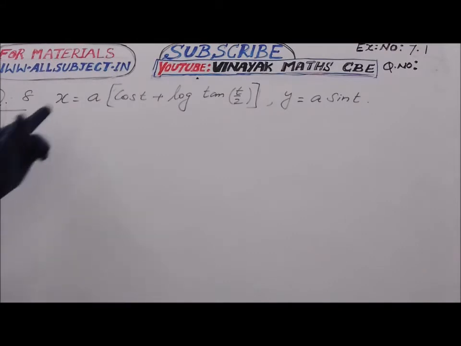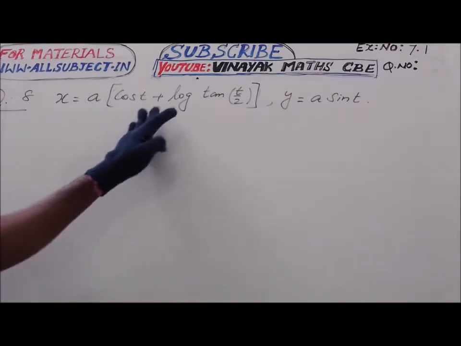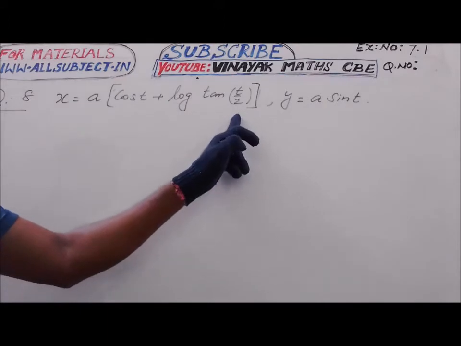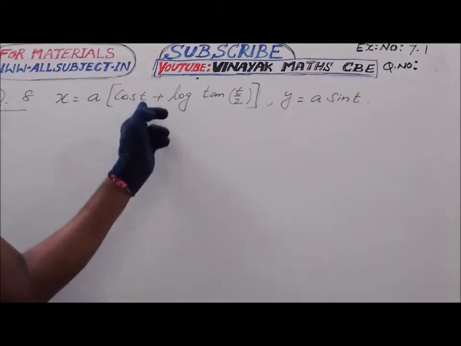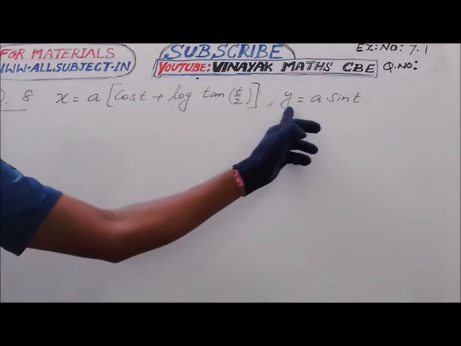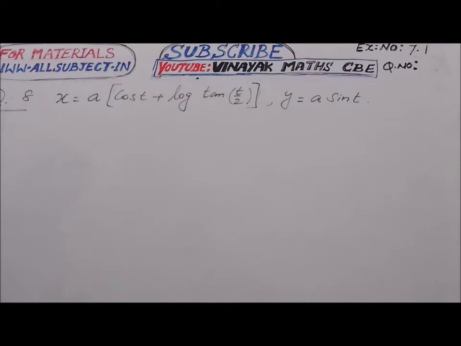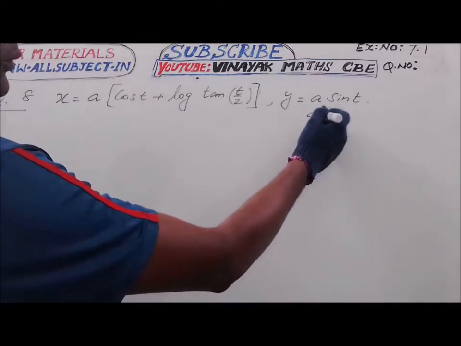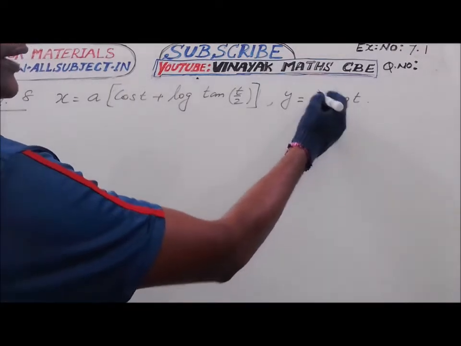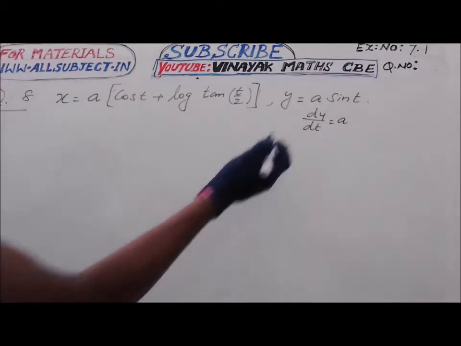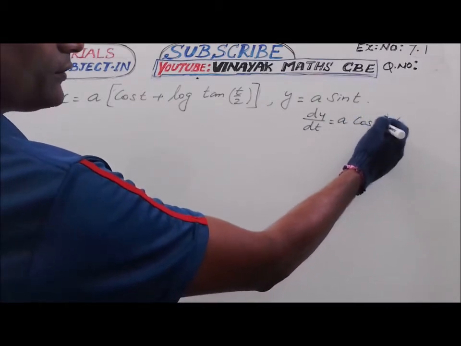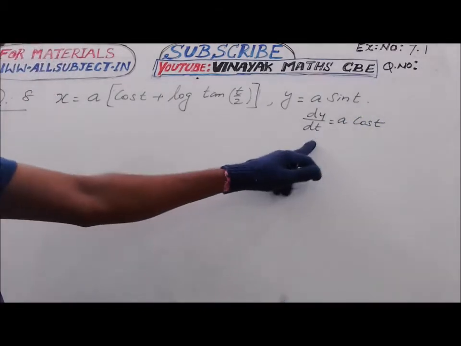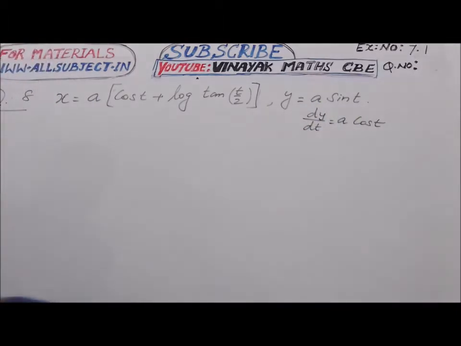Question number 8. x is equal to a into cos t plus log of tan t by 2, y equal to a into sin t. x and y are functions of t. So we can differentiate y with respect to t, which implies dy by dt equal to a, the constant remains the same because it is in product with the function. Then sin t means it is cos t. Derivative of sin t is cos t. We have now completed dy by dt. And now we are moving to find the value of dx by dt.